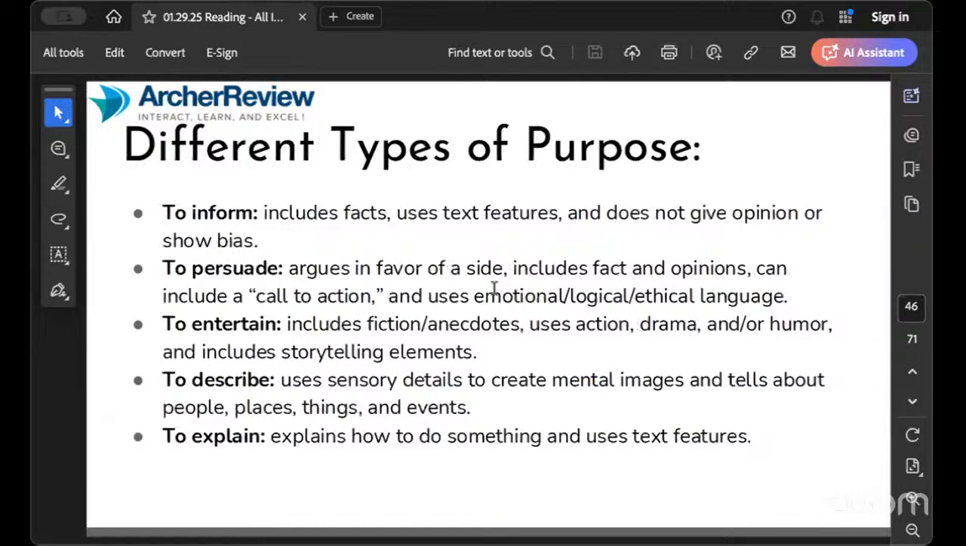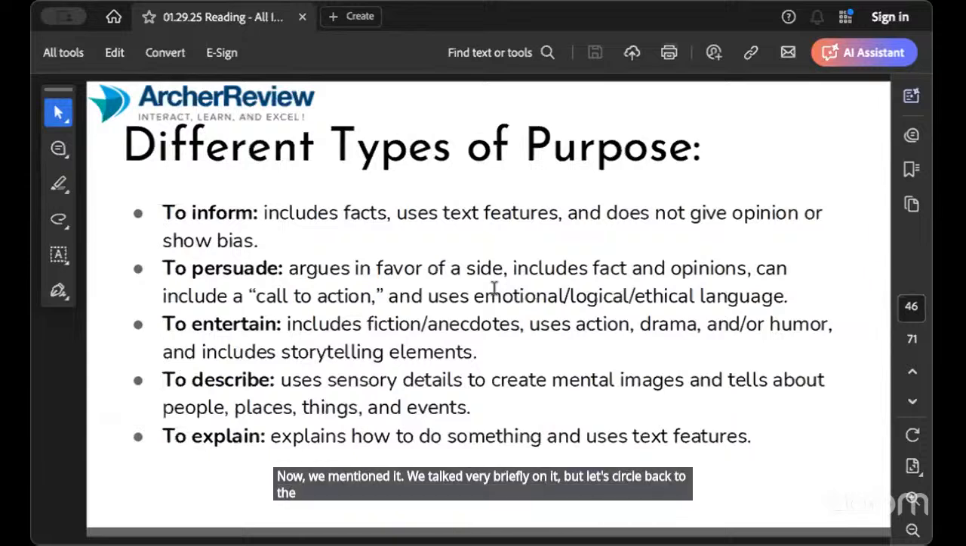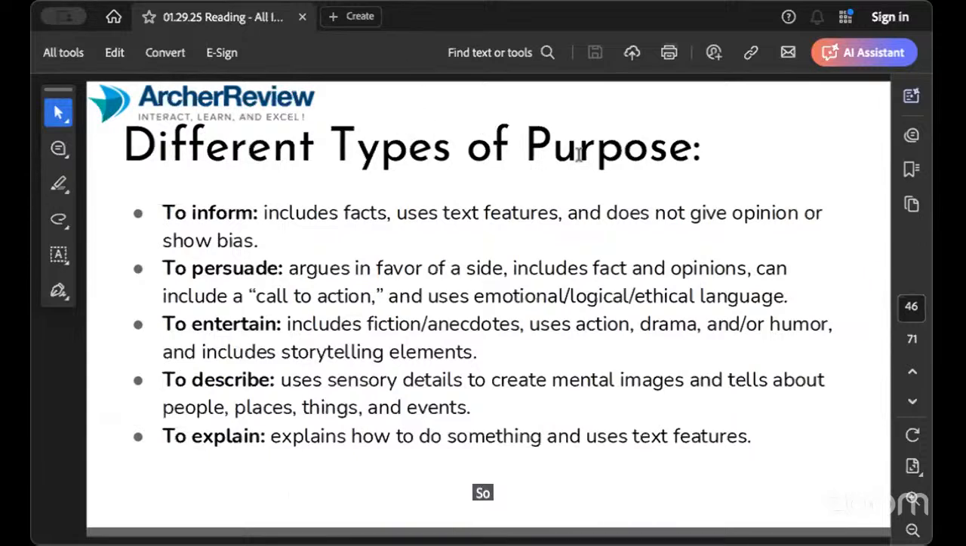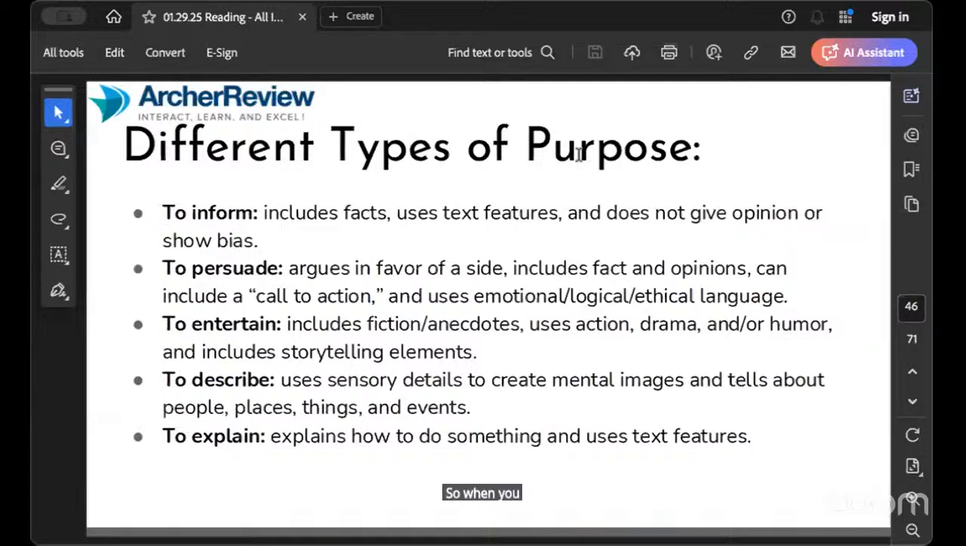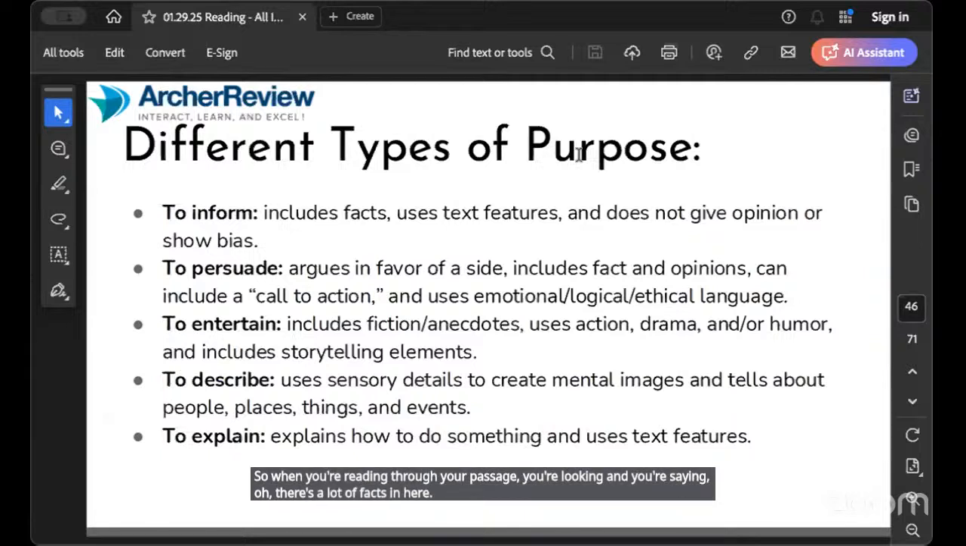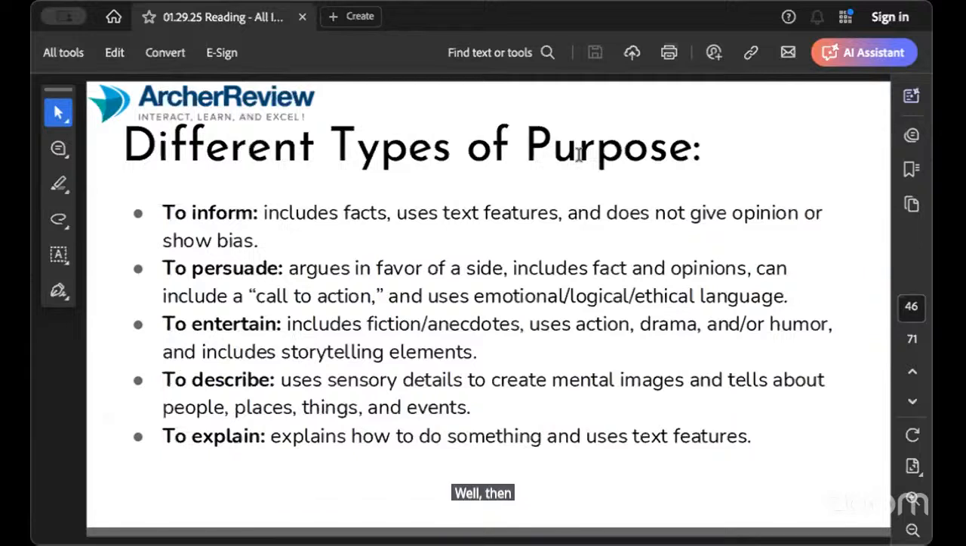Now, we mentioned it, we talked very briefly on it, but let's circle back to the different types of purpose. There's a couple different types of purpose that you have. You have to inform. This is when you're going to see a lot of facts, a lot of text features. This is not going to have material that shows or gives opinions or shows any bias. So when you're reading through your passage, you're looking and you're saying, oh, there's a lot of facts in here. Well, then it's probably meant to inform you.